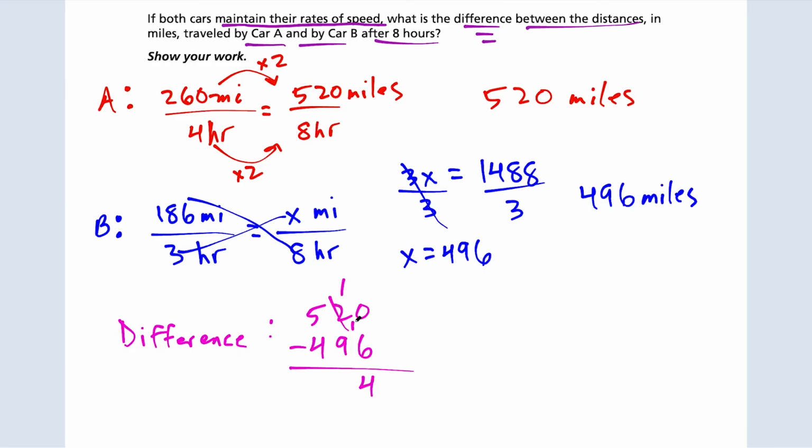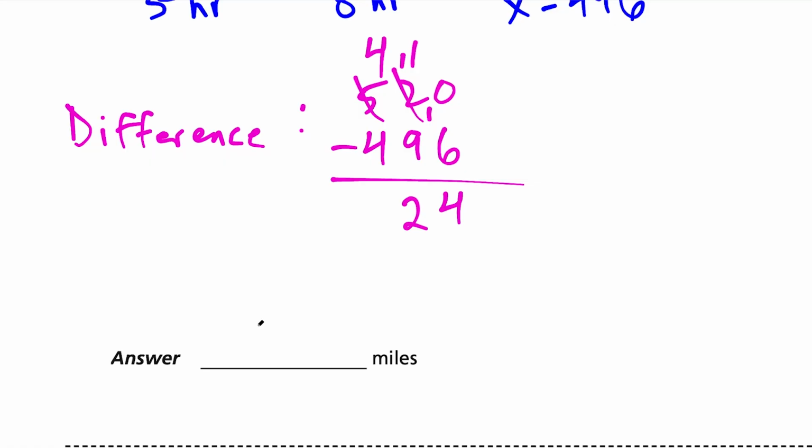So we borrow from the 2 here. We're going to make that into a 1, put a 10 here. 10 minus 6 is 4. Borrow from this, make it a 4. We have 11 minus 9 is 2. So 24 miles. So we could just record our answer. The difference between the car's distance traveled is 24 miles.